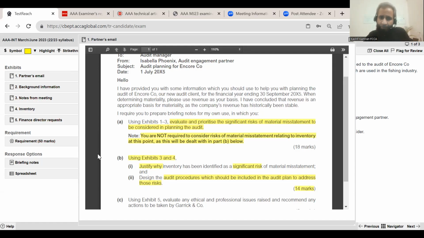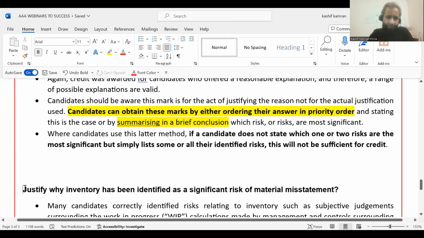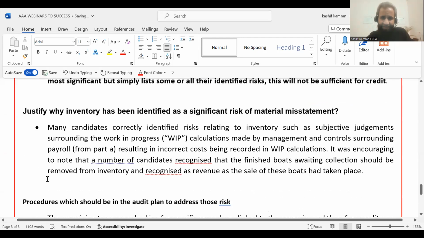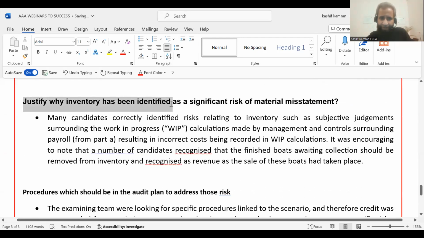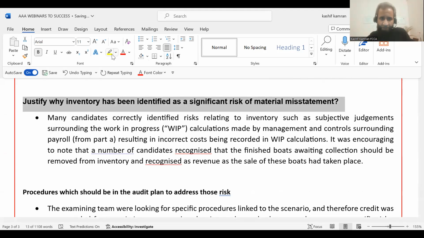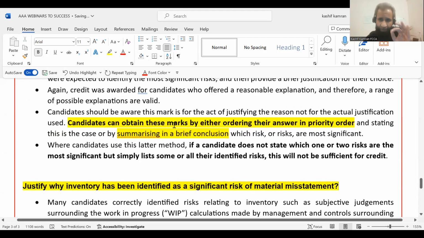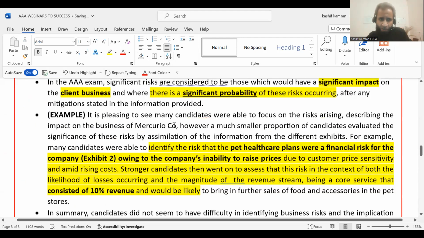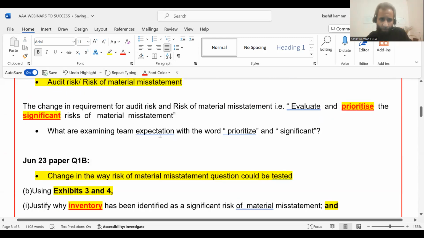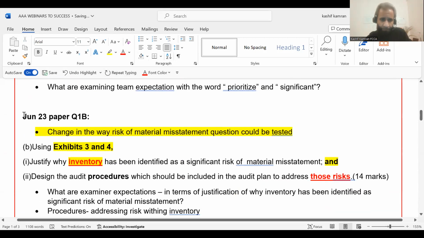Let's see how you will tackle this question using Exhibit 3 and 4. Again, this is just a free webinar, so I'll just give you a hint, just give you an outline, and we'll end things with that. So let's go back to my Word file where I was discussing this on day 2. That is right in front of your screen. This is basically the examiner criticism. Justify why inventory has been identified as a significant risk of material misstatement. Just before that criticism of the examiner, I just want to tell you how you would be attempting this question. So I'm just taking this question from my day 2. I copied this question on day 2 right here.